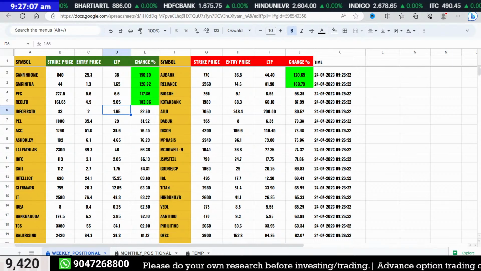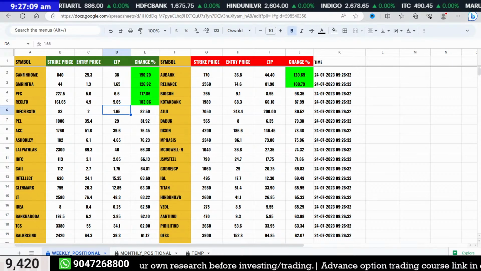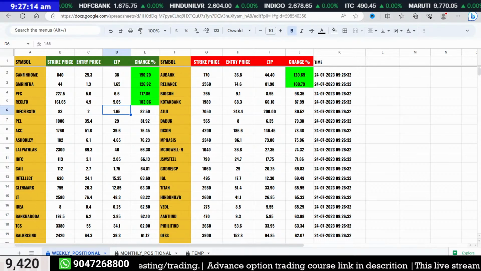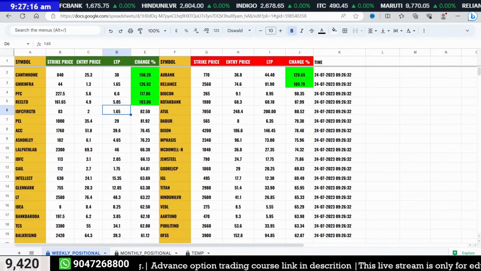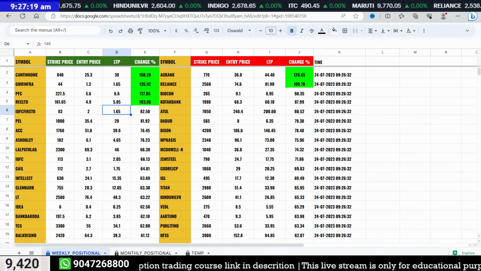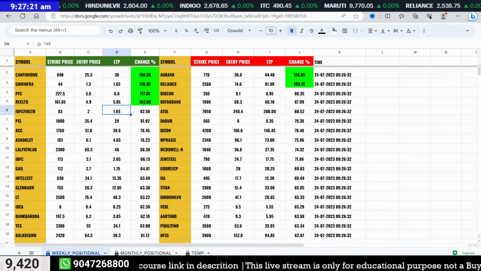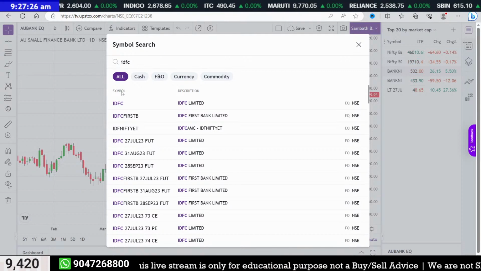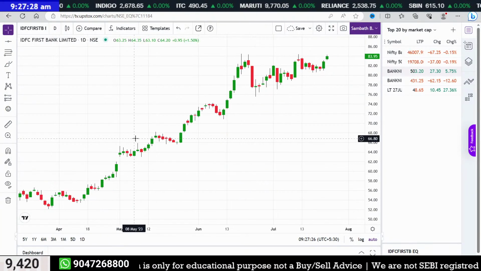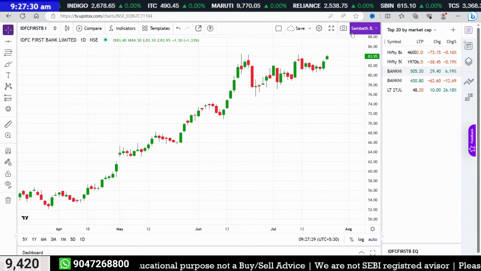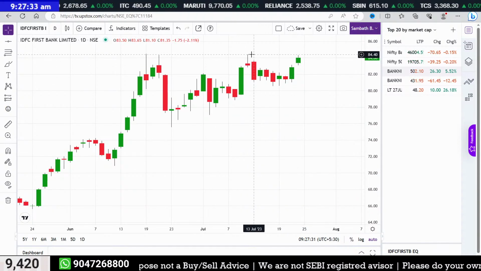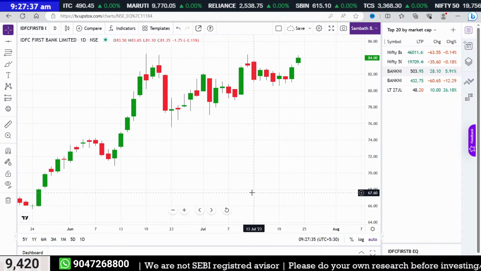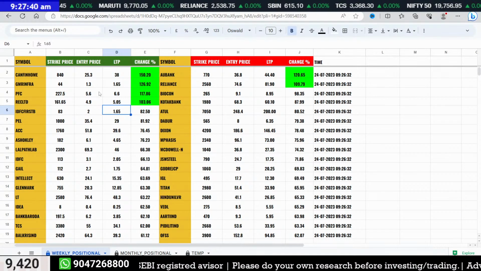But overall, what's happening? Bank Nifty is negative, but this bank is going positive. IDFC First Bank, strike price is 83. Currently 1.65. Go for IDFC First Bank. I think it has started moving up. Even if it breaks this hammer at 84.4, we can expect a further move upside. Based on that, we can go for it.